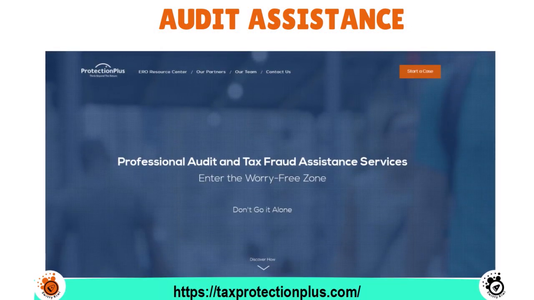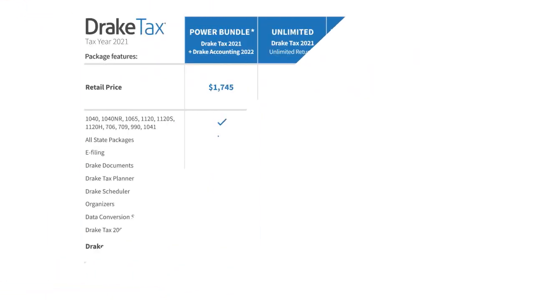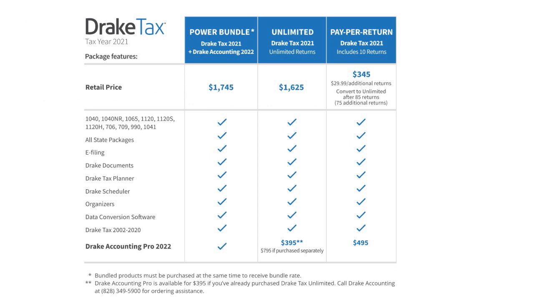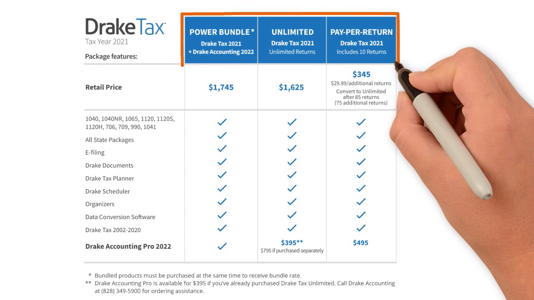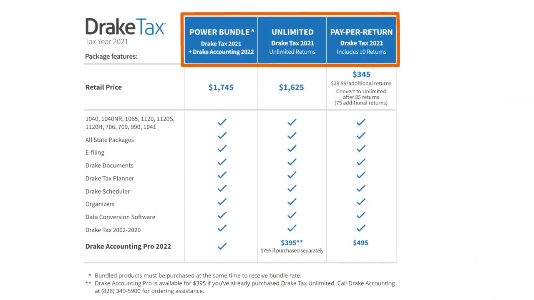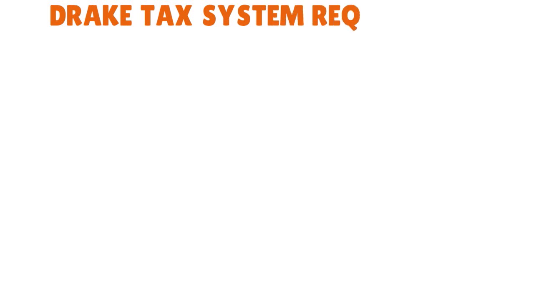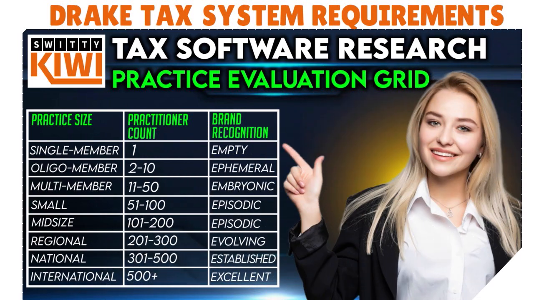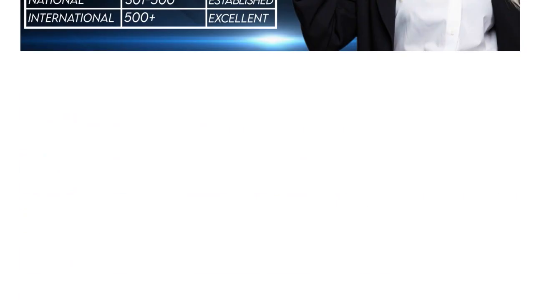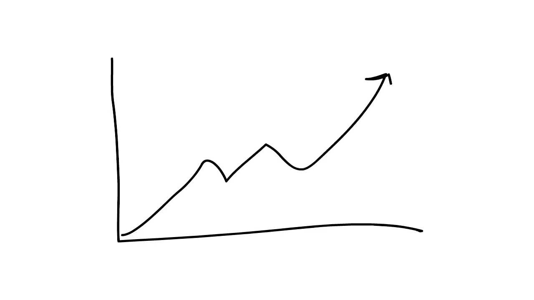And what we love also in terms of pricing, you can see on the screen here. Here are Drake prices: the Power Bundle, the Unlimited, and the Paper Return. The PPR is kind of cool if you are in that niche. You can see also on the screen the Drake tax system requirements. So all in all, Drake is great for all practices, and our score, I'll talk about the score later on, but it has received the highest rating for value for cost.